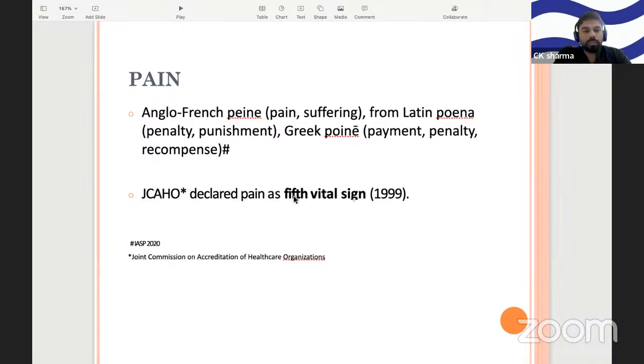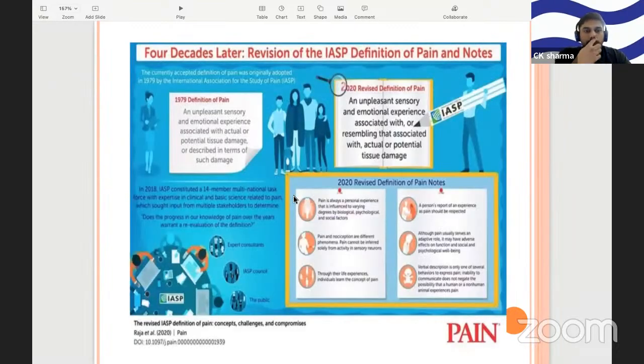So, the Joint Commission on Accreditation of Healthcare Organizations declared pain as the fifth vital sign in the year 1999. The International Association for the Study of Pain in the year 1979 defined pain as an unpleasant sensory and emotional experience associated with actual or potential tissue damage or described in terms of such damage. After 4 decades, in the year 2020, they revised the definition as an unpleasant sensory and emotional experience associated with, or resembling that associated with, actual or potential tissue damage.